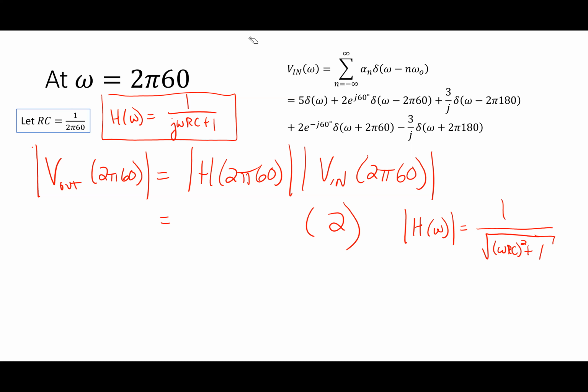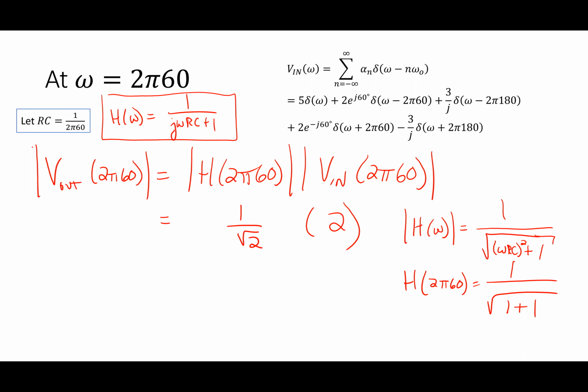All right. So in this case, what I would do is plug in omega equal to 2 pi 60. So I'd say H of 2 pi 60 equals 1 over the square root of, if you plug in the fact that I said RC is 1 over 2 pi 60 and omega equals 2 pi 60, I'm going to get 1 plus 1 down there. I picked a nice value to make the math easier for myself. So this becomes 1 over the square root of 2. So the magnitude of the output at this particular frequency is 2 times 1 over square root of 2.